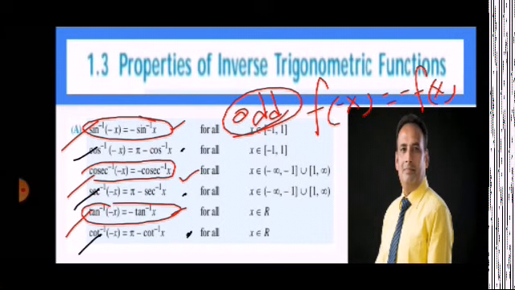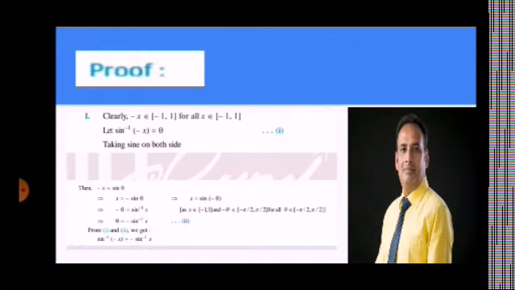I will prove one or two. You can prove all six by yourself, you can try yourself. So let's go for the first one, sine inverse minus x equals minus sine inverse x. This is the proof. Clearly, we have to show that sine inverse minus x equals minus sine inverse x. So minus x lies between minus 1 to plus 1, so x also lies between minus 1 to plus 1.